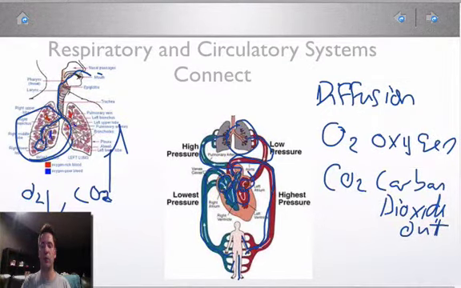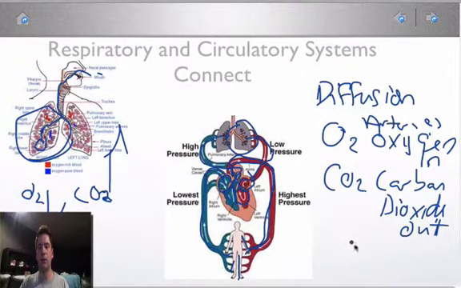And in, okay, I want to get that in, and they're connected because, well, this oxygen goes into the arteries, and this carbon dioxide comes out in the veins, and basically that's how they connect.